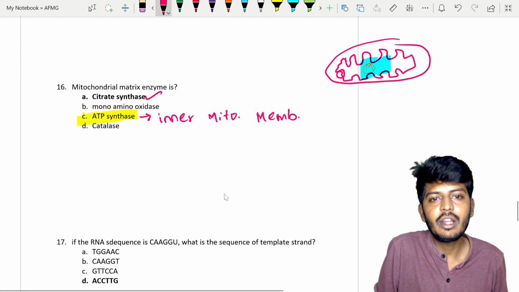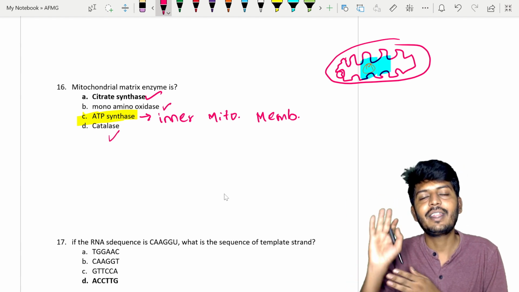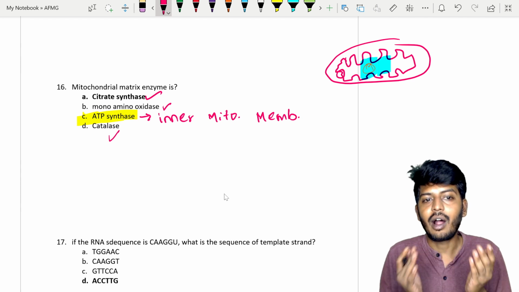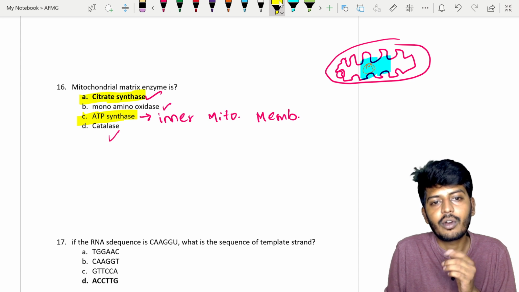Now, catalase is usually located in the cytoplasm. Amino oxidase is the enzyme responsible for the digestion of what? Dopamine, noradrenaline, and serotonin. So automatically the answer left out will be citrate synthase. But if you haven't ruled it out, then it will be a problem.